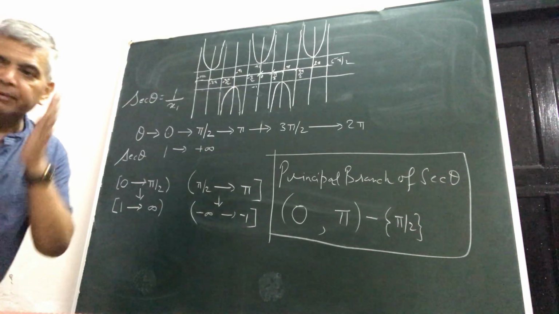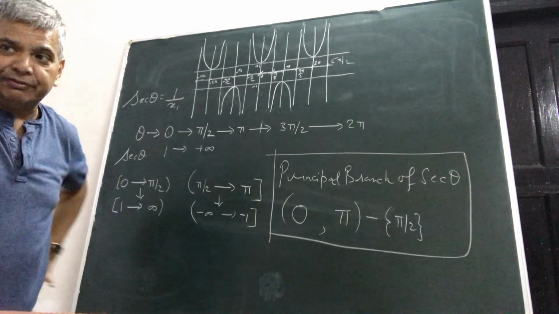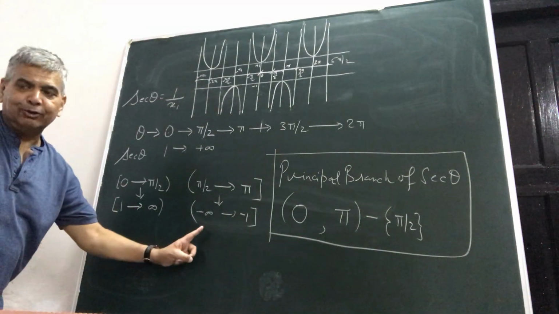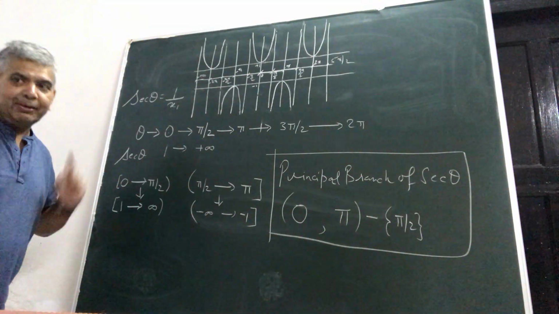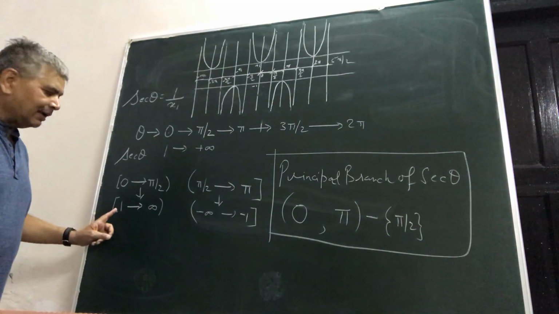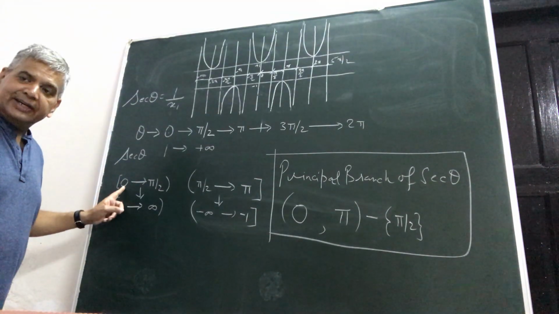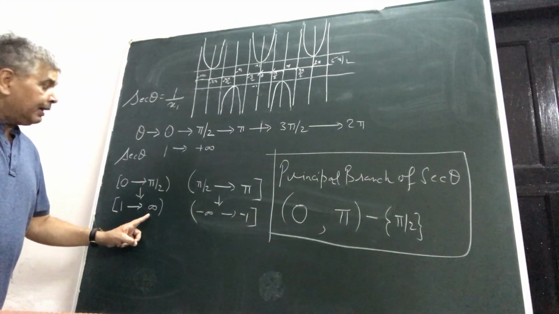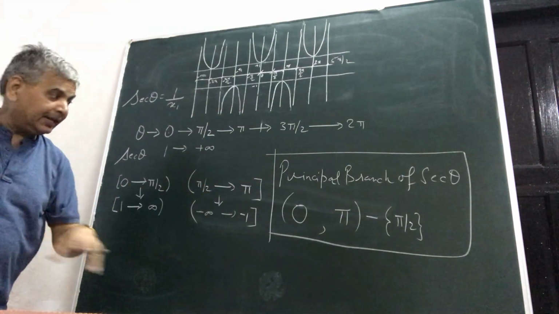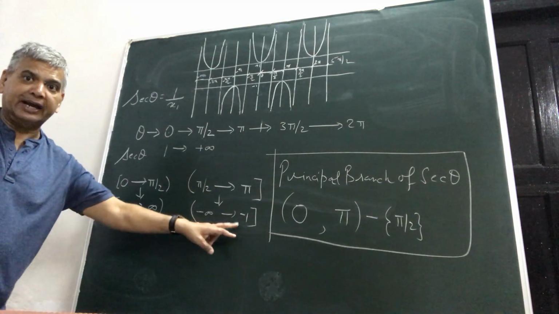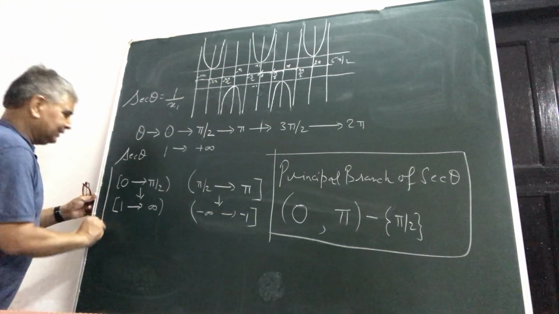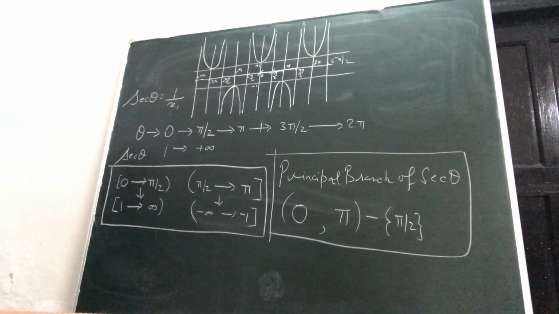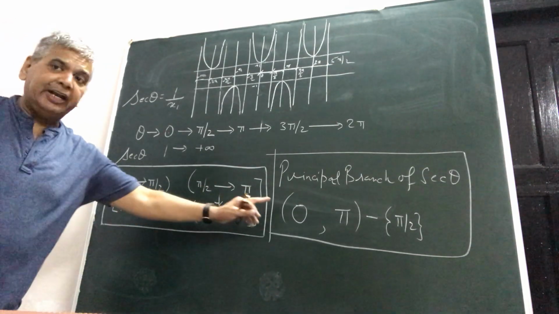And not only will you remember the principal branch, because understanding this is very easy. What is more important is that you understand this particular thing: as theta increases from 0 to pi by 2, the values of sec theta will increase from 1 to infinity. And from pi by 2 to pi, the value will become negative, going from -infinity to -1. Please remember this result. These two results, please do write them in your copies. This will be very important.